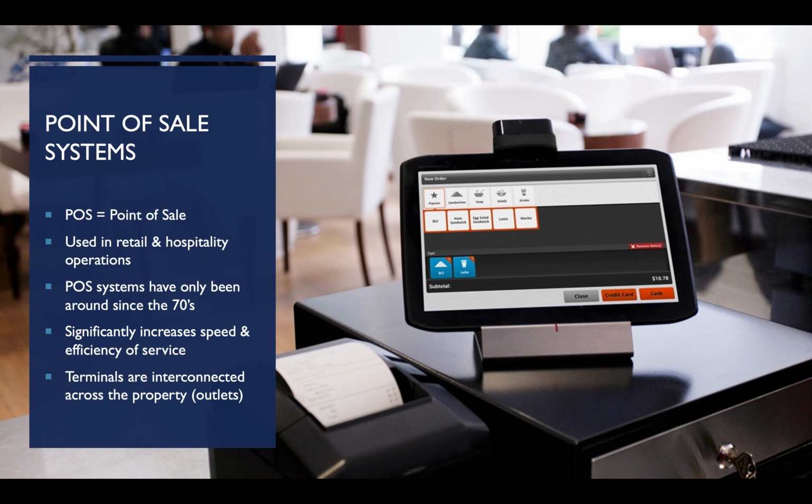So these have significantly increased the speed and efficiency of service, especially regarding how to send tickets to the kitchen. It's a lot cleaner, it's a lot faster. We don't have a lot of errors on the tickets anymore due to handwriting or accounting, stuff like that, because it's already done through the computer. So that's really nice. Very common to have all the terminals interconnected across the property, both inside your one restaurant, but maybe, if you're on a property with several restaurants and bars, they may be interconnected in that manner as well, so that they can share menu items and sales data and stuff like that. So this is what you'll primarily be using in the restaurant environment.